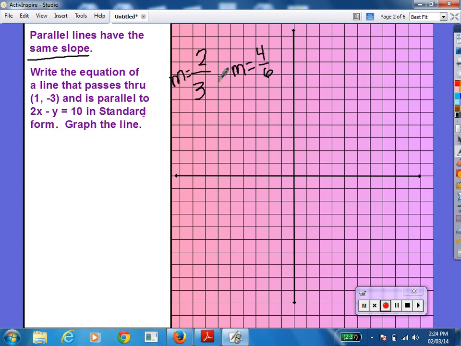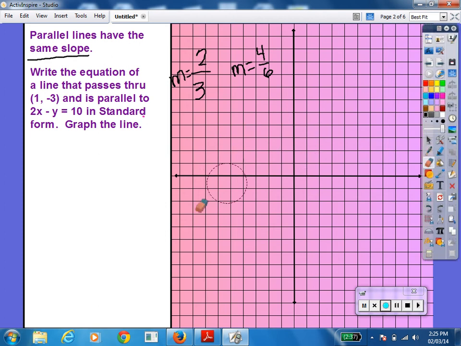But to be honest, if I have a slope of 2/3, so let's say I've got my x-intercept here and it's a rise of 2 and a run of 3 and a rise of 2 and a run of 3, it's the same as a rise of 4 and a run of 6. Okay, so even if they don't look the same, if they reduce down to the same number, they're parallel.